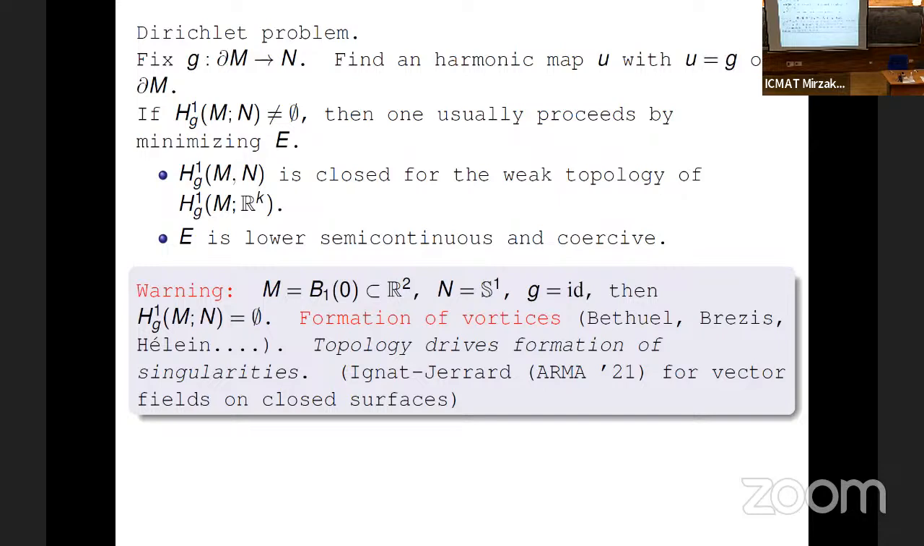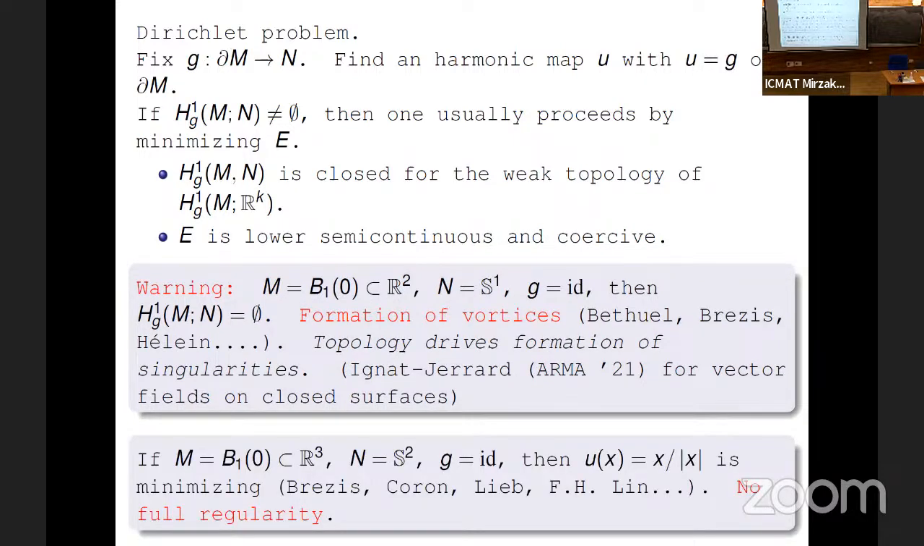So what happens, for instance, for this case, Omega, a subset in R3, and now you take values in S2. Well, there is a famous map which is called in the community of liquid crystals the hedgehog, which is this map x over |x|, which now is defined in a ball of R3 and takes values in S2. Well, the fact is that this map is shown to be minimizing the energy. So this map is a minimizer of the energy.